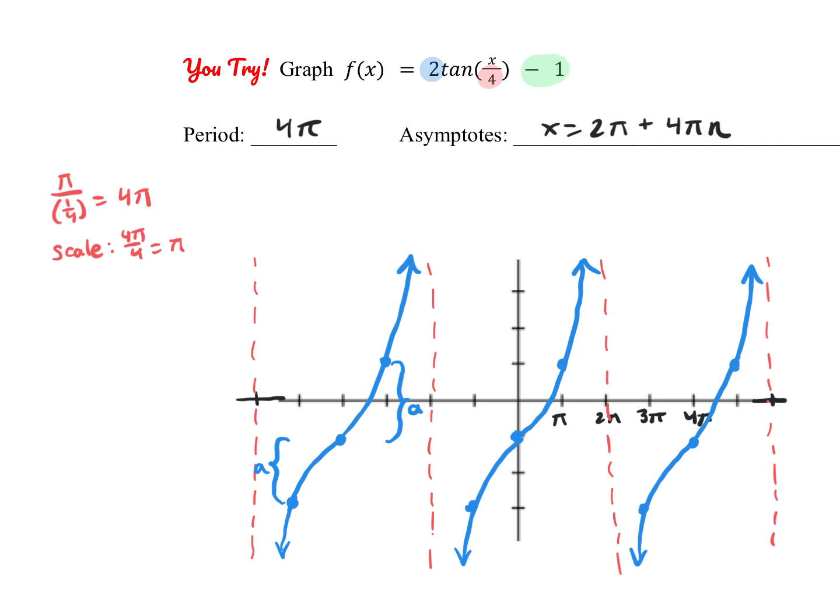Then you'll notice our graph was shifted down 1. So if you look at where all of my midway points are, they're down at -1. And then last thing to consider is that vertical stretch by 2. So I'm going to go up 2 units to the right pi and down 2 units to the left pi instead of up 1. And that's what makes our graph look a little bit more stretched out.